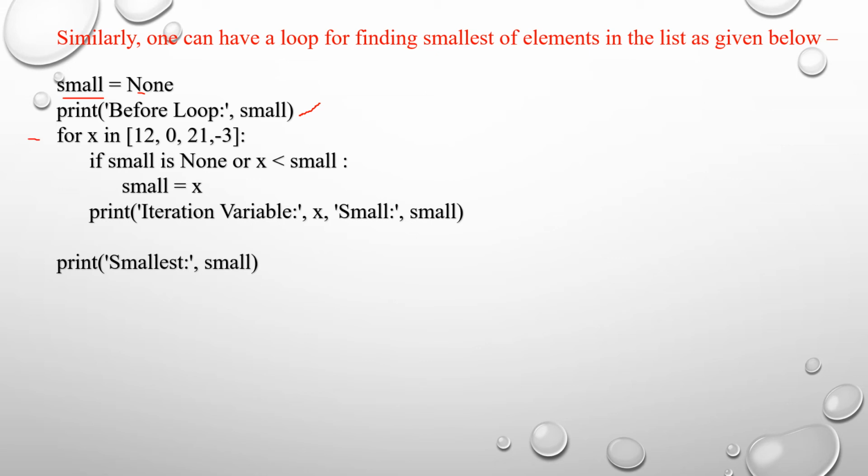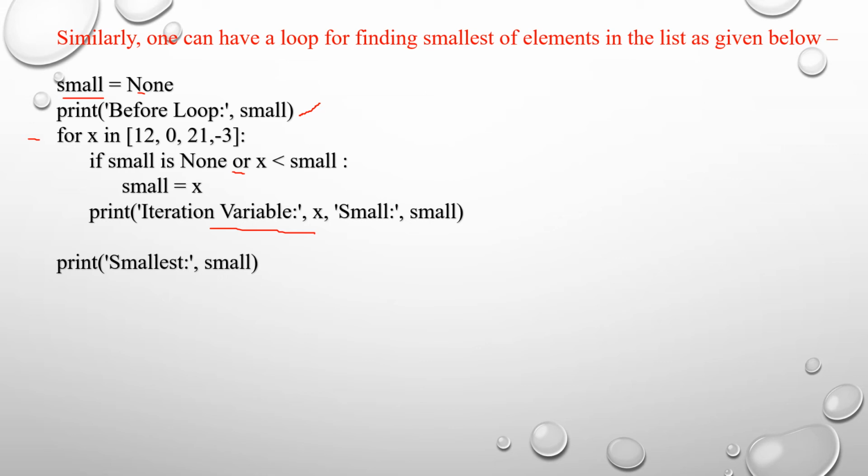After that we declare one looping statement, for x in the list. We declare one list, which consists of 12, 0, 21, minus 3. Inside the loop we declare one condition: if small is None or x less than small. If this condition is true, x is assigned to small. After that it prints the iterated value and small. After all iterations, it prints the smallest value.